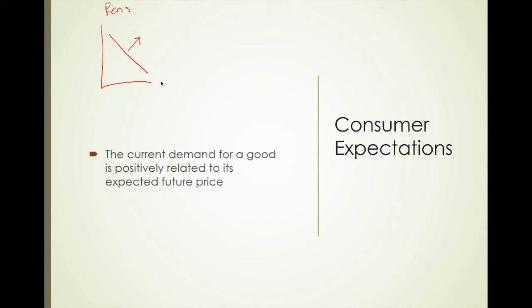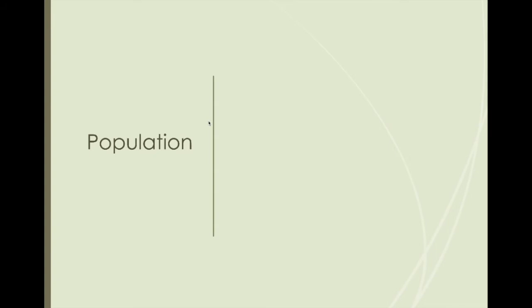So let's say that now there is news that the pens are going to go on sale. Then what's going to happen is that right now, the demand for the pens is going to go down, because you want it cheaper. If you know it's going on sale later, you're going to buy it later. But on the flip side, if the price is going up, you buy more now because you want to buy it when it's cheapest. Consumer expectations are definitely important to look into.